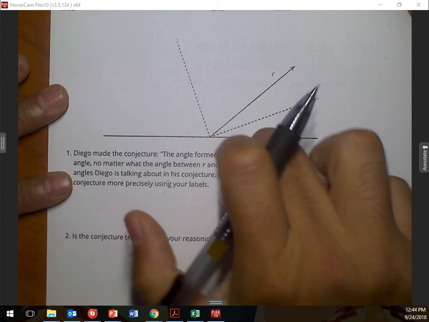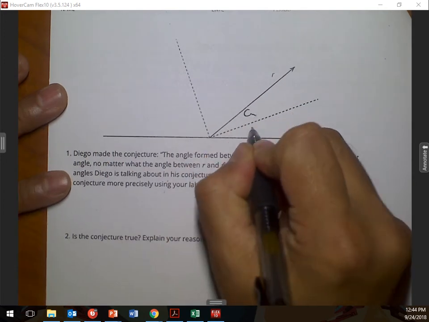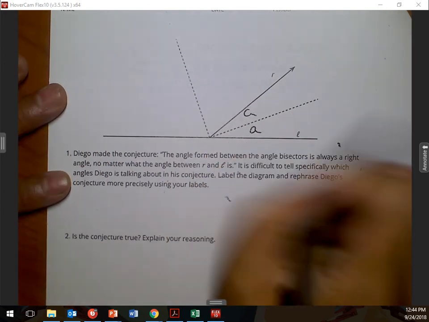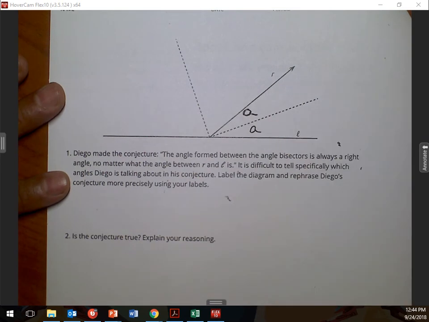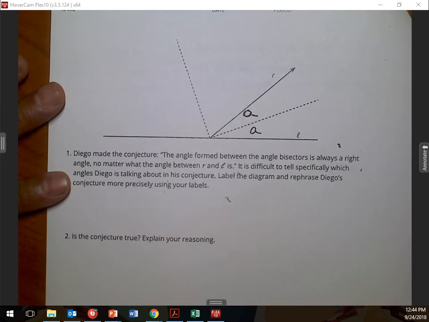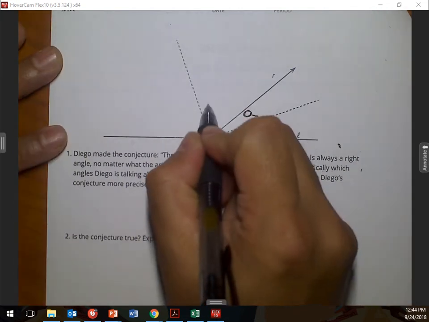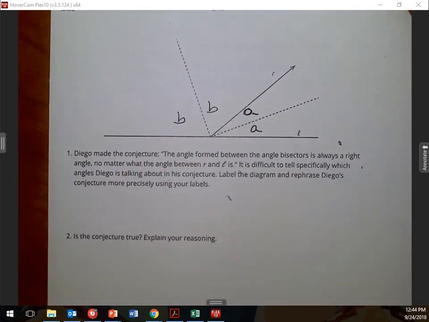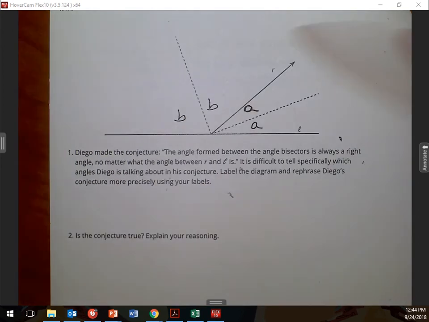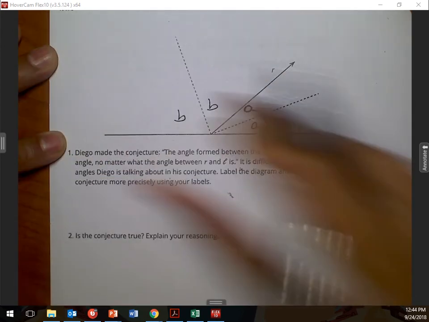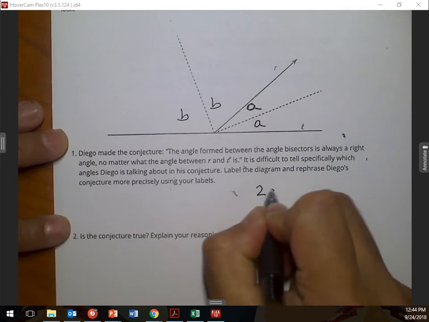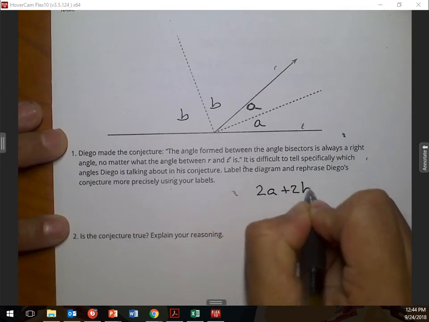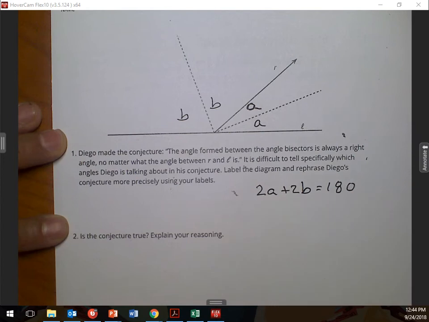I'm going to say that this piece is A, and this piece is also A, right? Are they both the same? Yes. Is it bisected? Yes, they're both the same. I'm going to call this one B and B. Are they the same? Yes. So I know that all this together adds up to how much? 180. So we're going to say that 2A plus 2B equals 180, right?